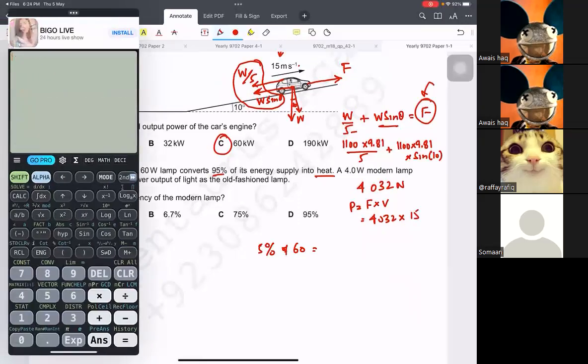So 0.05 times 60, that's 3 watts. Now that's the output, same as this one. So 3 over 4, output over input, times 100%.